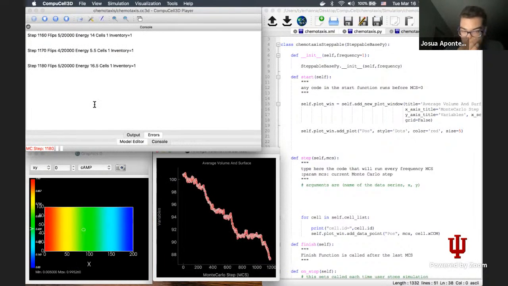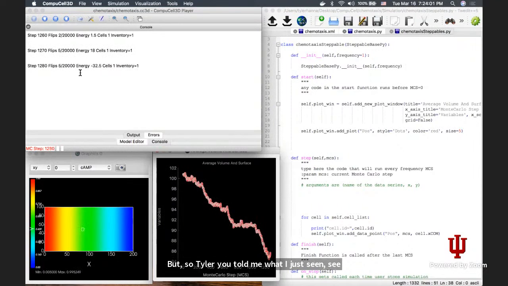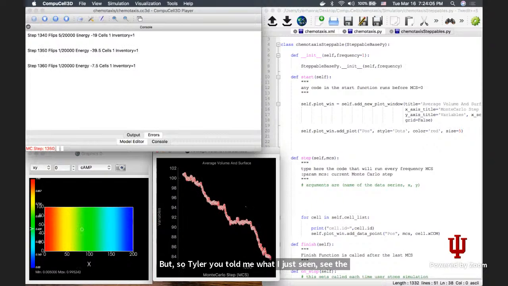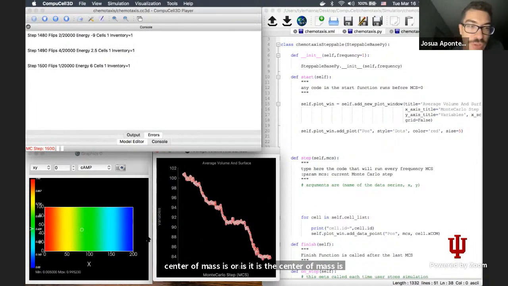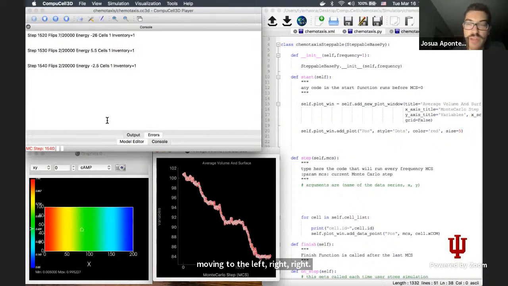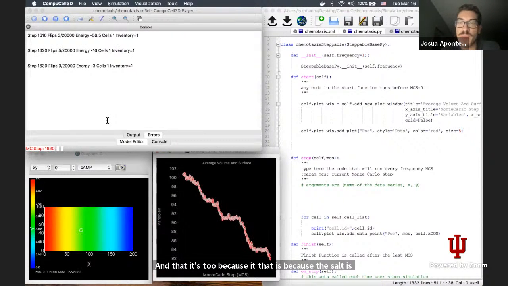So Tyler, you told me, what are you seeing? I see the center of mass is moving to the left. Right, right. And that is because the cell is responding to the linear gradient that we created.